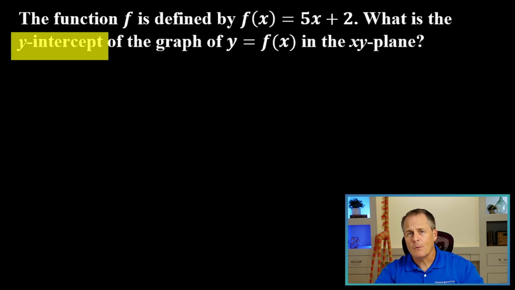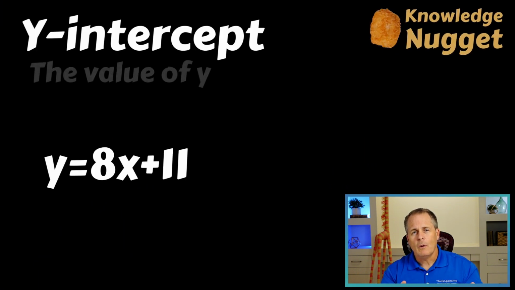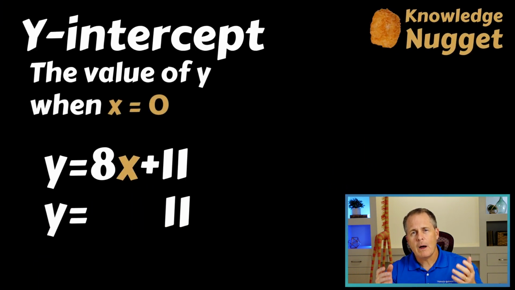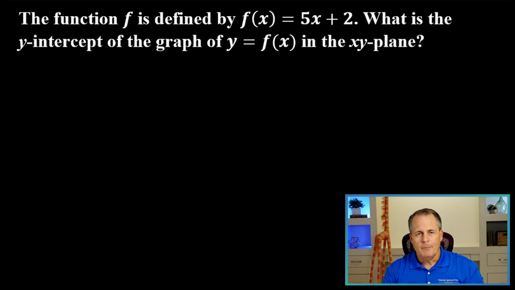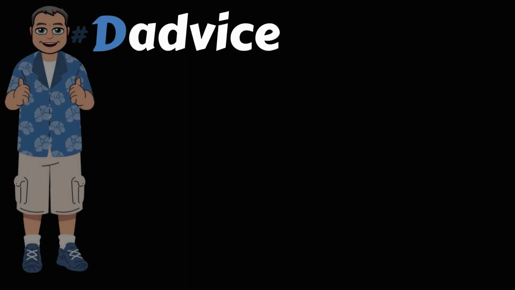Do you know what Y-intercept means? If not, let me remind you. The Y-intercept is the value of Y when X equals 0. You may be wondering, how can you find the value of Y if there isn't even a Y in the problem? Well, let me give you a little Dadvice.